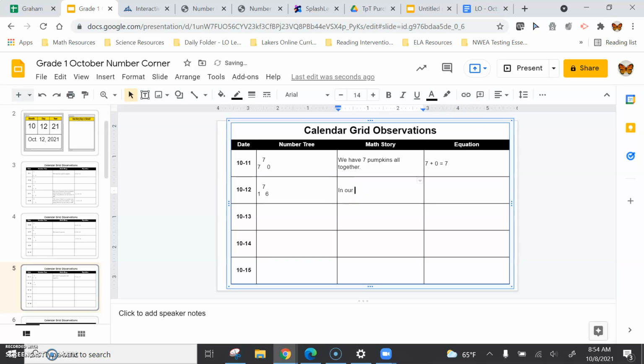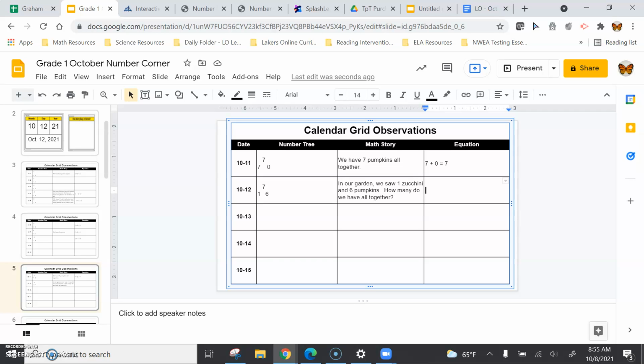In our garden, we saw 1 zucchini and 6 pumpkins. How many do we have all together? Now let's write our math fact.